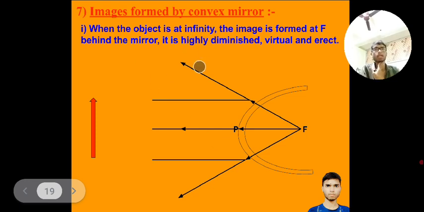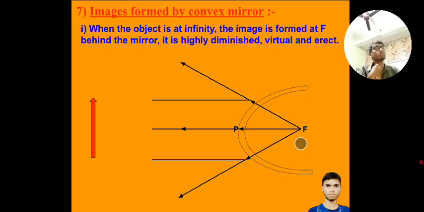The image is highly diminished. This is very diminished and virtual. The image would be over here, and it is erect. We say highly diminished, which means very small.